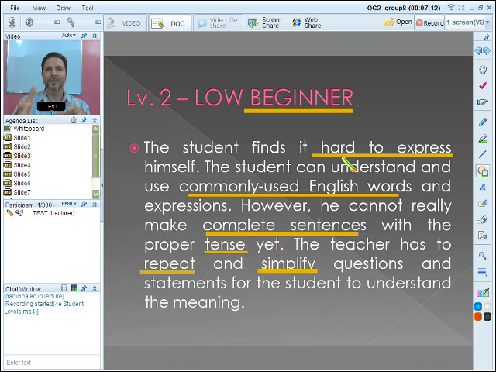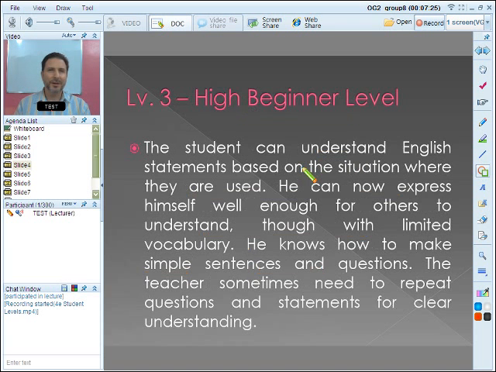This is not a law. There's no language level proficiency police going to come to the teacher's house if you use a different terminology. But we're just classifying it as low, beginner, intermediate, advanced, and then adding little shades of gray to each one. Now let's get into the high beginner level.